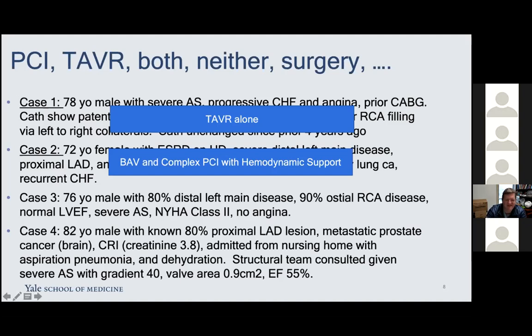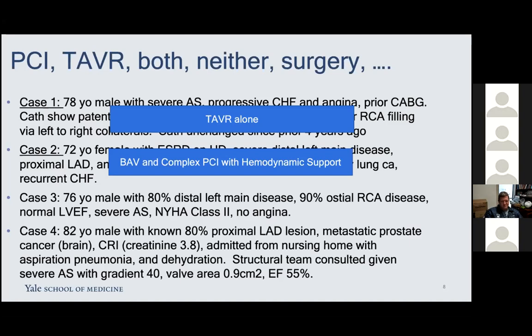Sure. So the next one is a 76-year-old man with 80% distal left main disease, 90% ostial RCA disease, but has normal EF, CRES, and NYHA class 2. So definitely the coronary disease is significant with a distal left main and an ostial RCA, but it doesn't seem like he's having significant symptoms from them.